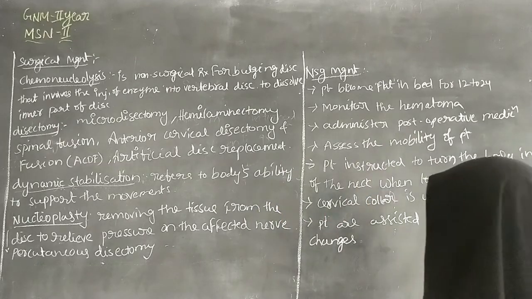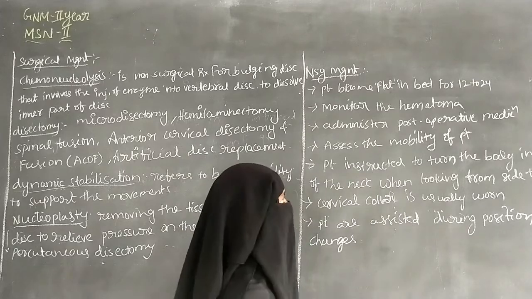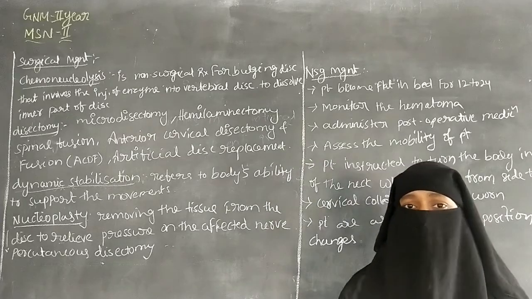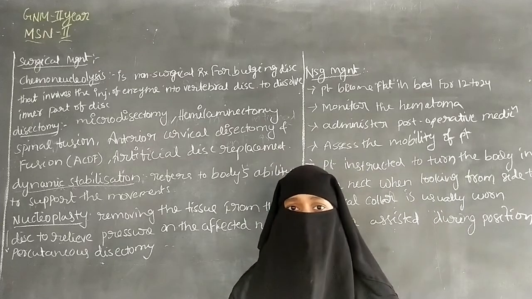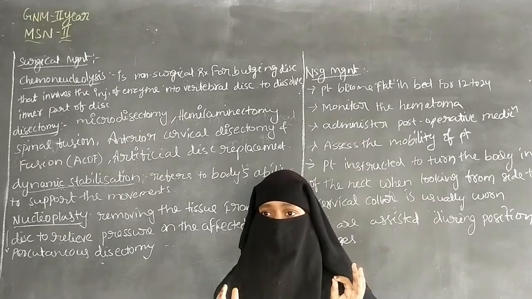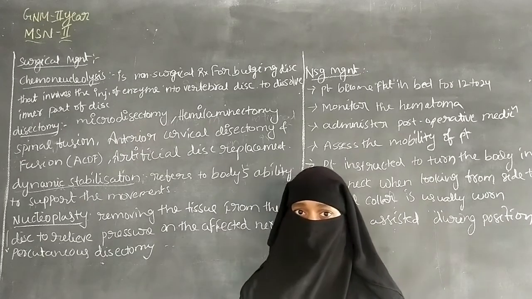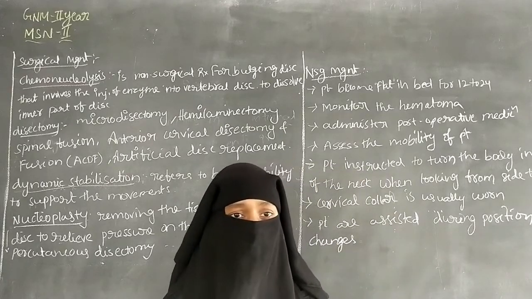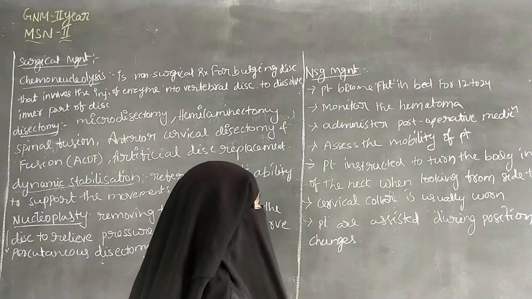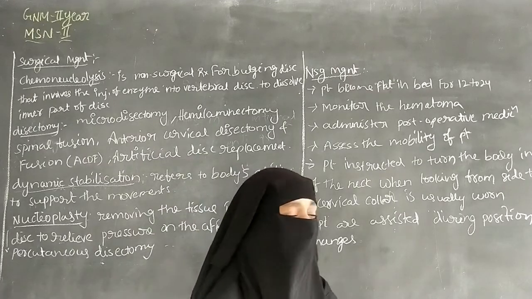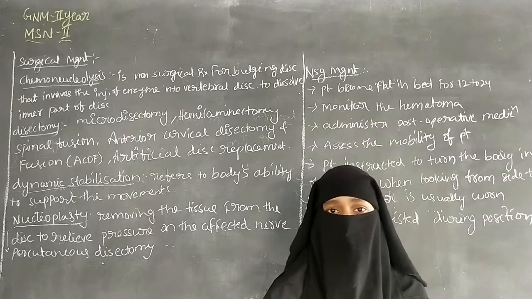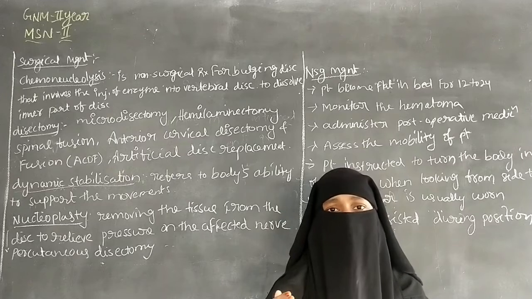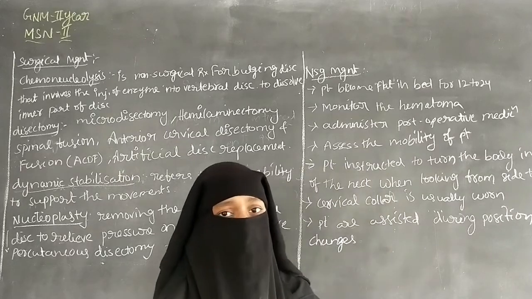Next one is nursing management. In the nursing management, first the patient should be flat in bed for 12 to 24 hours. So the patient should be on strict bed rest, lying continuously in the flat position. And monitor for hematoma. After the surgery the patient may have bleeding at the surgical site. So the nurse has to assess whether any bleeding is present at the surgical site.